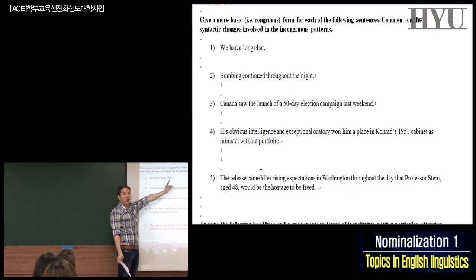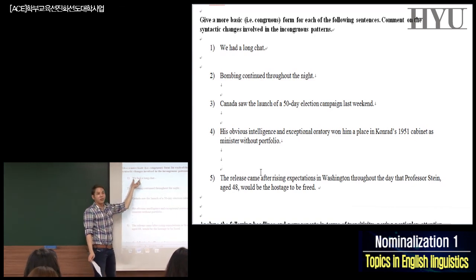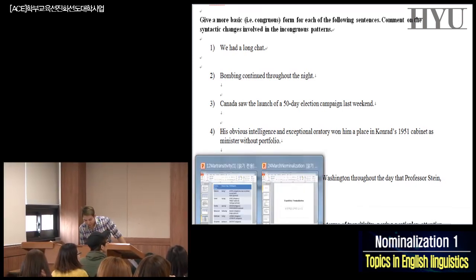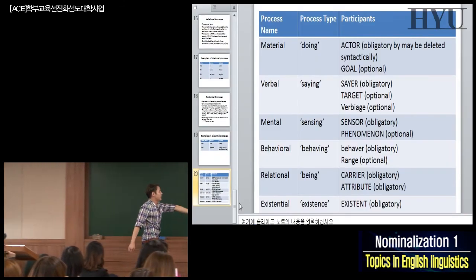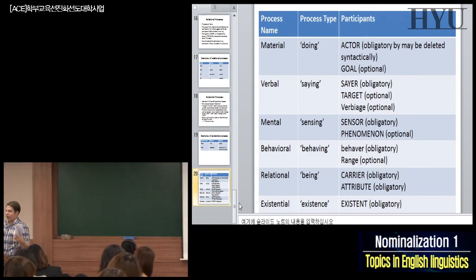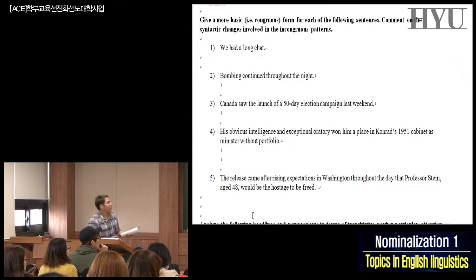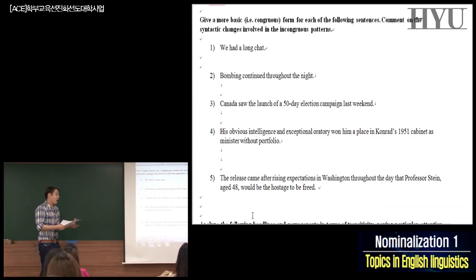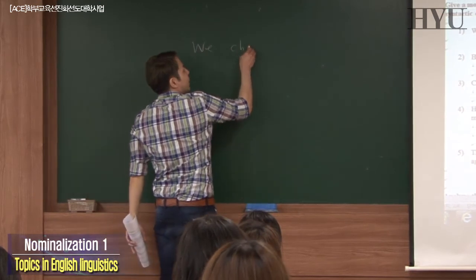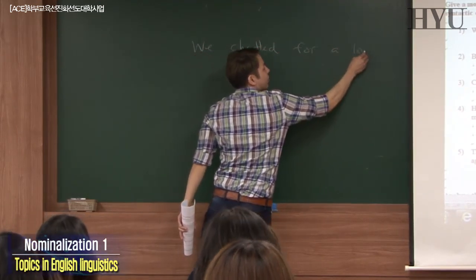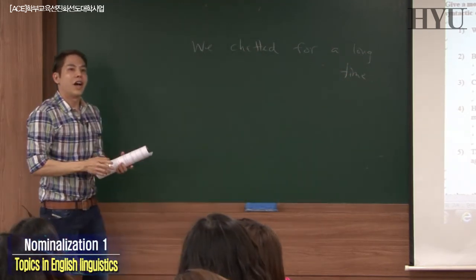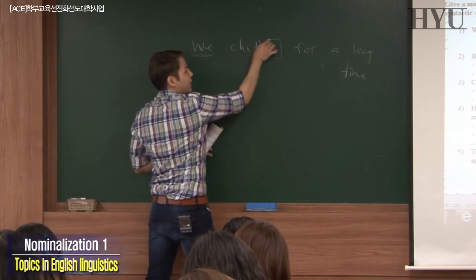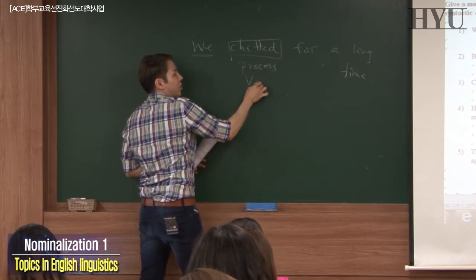Like in number 1, we had a long chat. This process, to have, the verb to have, according to our classification, is the relational process, right? To have or to be. But if you look at a long chat here, a more basic form might be we chatted for a long time, right? This is a more basic form because you have we as a participant and that's the same. But chat here is a process, because it's a verb.